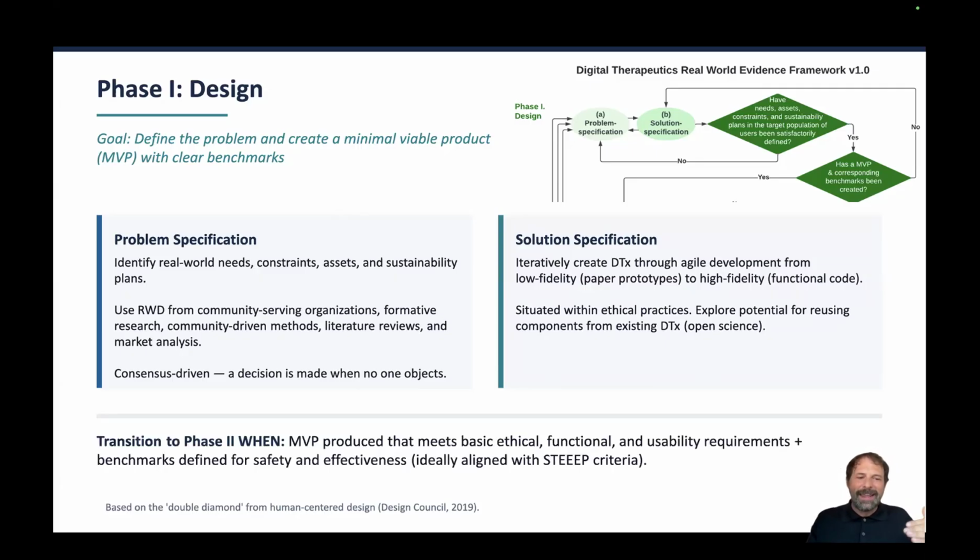And the whole idea is you transition to phase two when you've got some basic thing working that you know is meeting some basic ethical and functional and usability requirements. And then you've also defined this sort of criteria of minimum effectiveness and safety, right? So it's like getting the 50% marker and nobody's getting harmed by this. And you can then also imagine sustainability markers and a bunch of other things. We would invite you to look into the STEEP criteria, look into the paper for more details.